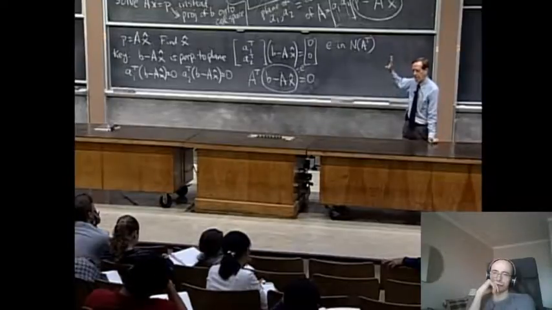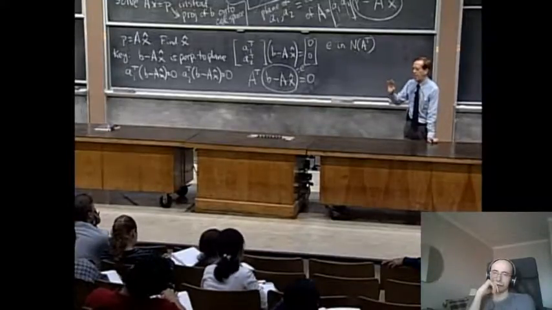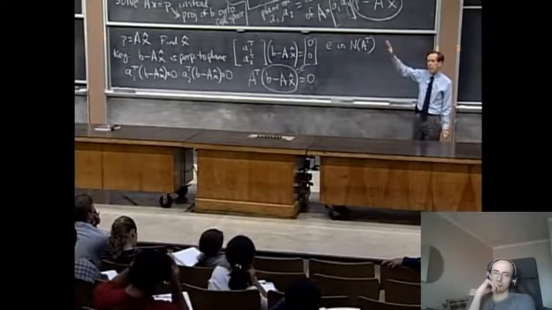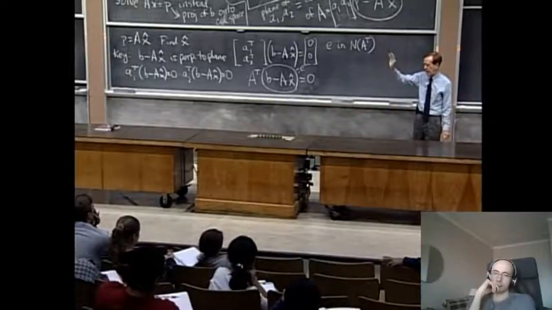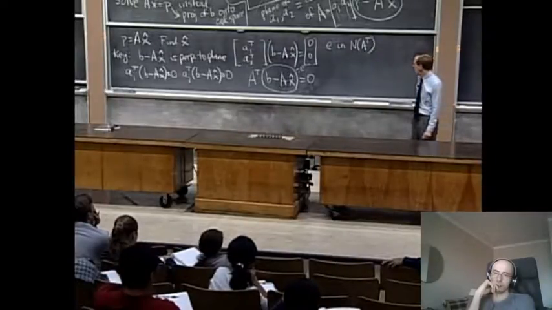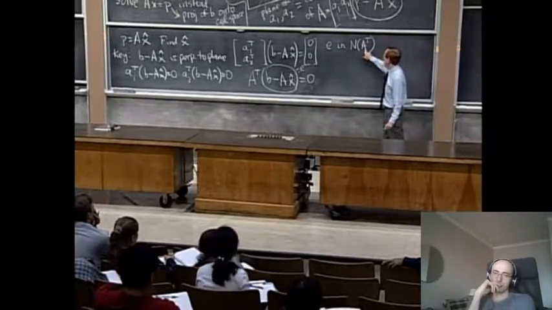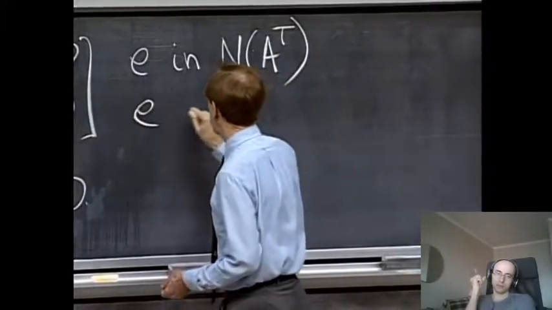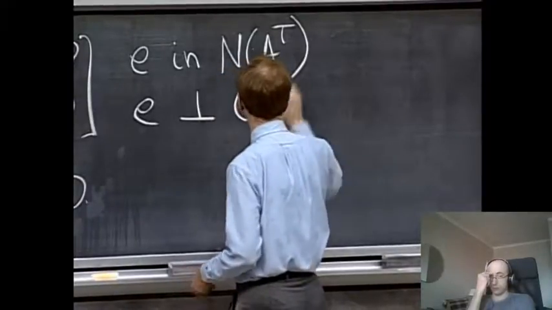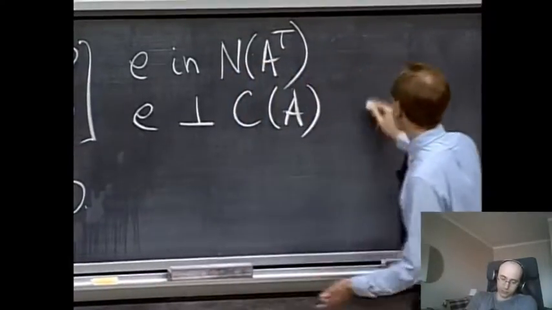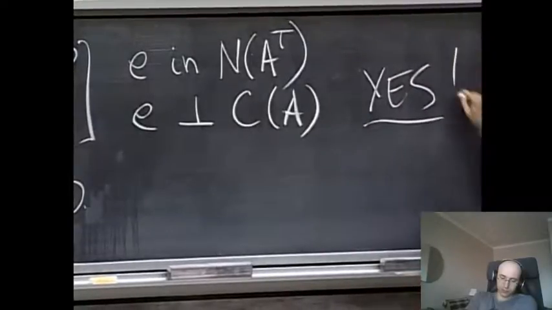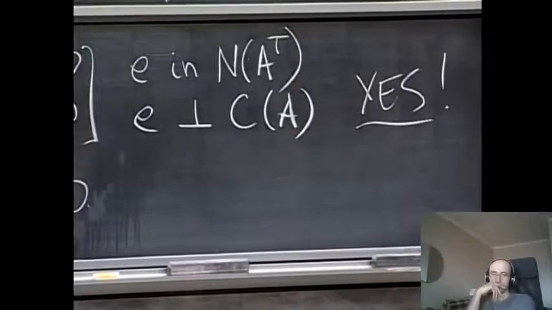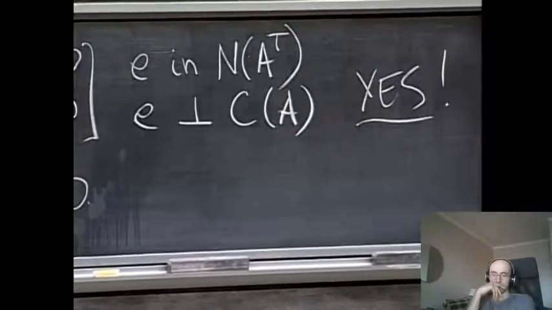On the right side of our big figure, we always have the null space of A transpose and the column space of A, and they're orthogonal. So E in the null space of A transpose is saying E is perpendicular to the column space of A. Yes. I just feel, okay, the thing came out right.